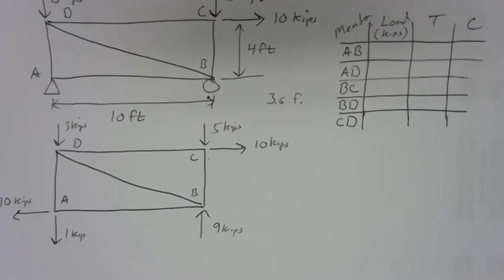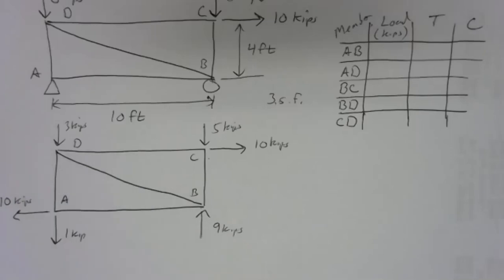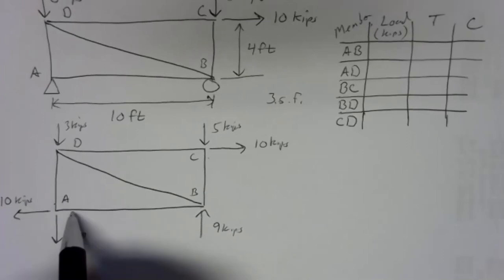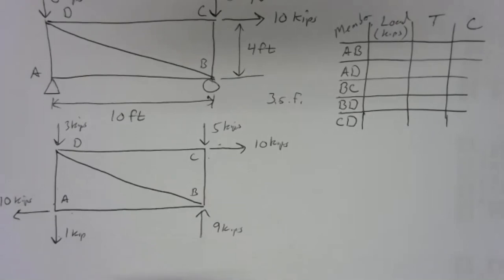There are too many unknowns. So joints B and D are out to start with. We don't have enough information on those. Joints A and C, however, we could work with. Joints A and C, we have 2 unknown members. And then we have our externally applied loads or our reaction forces.